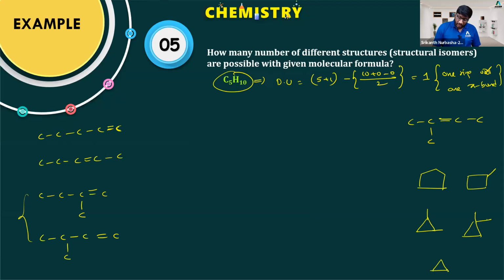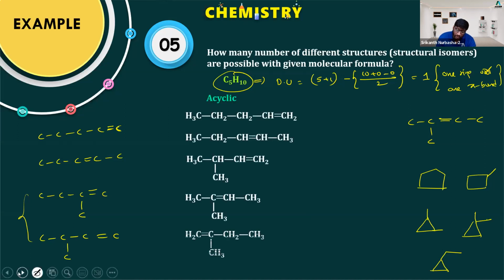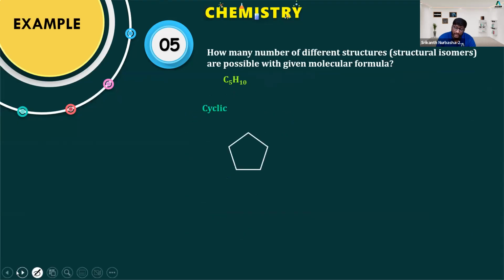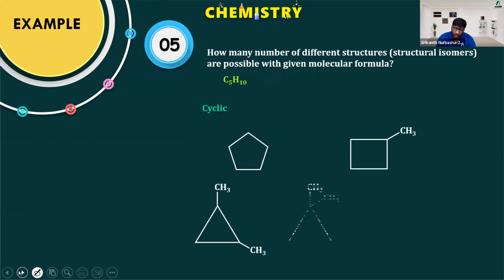And an ethyl group can also be there. Yes or no? So how many are there, students, in total? Acyclic are 5 and cyclic are 5. Yes or no? Acyclic 5 are there and cyclic also 5 are there. So we haven't missed out anything so far. So in total you have 10 structural isomers with respect to this particular molecular formula.